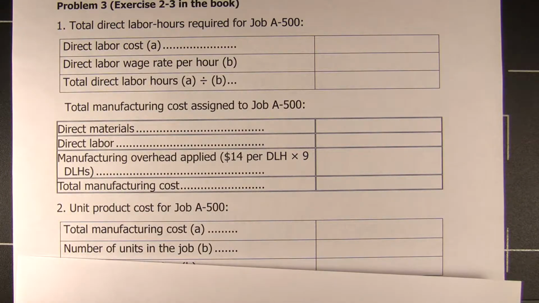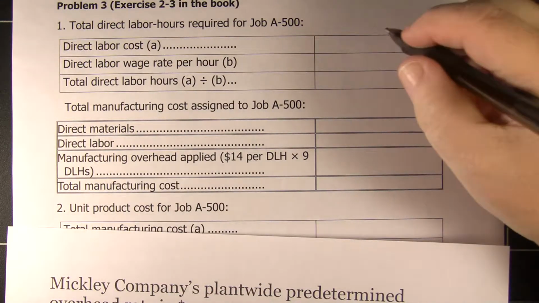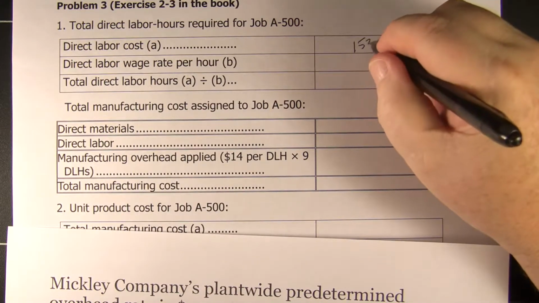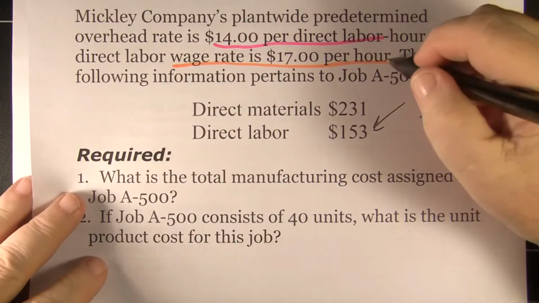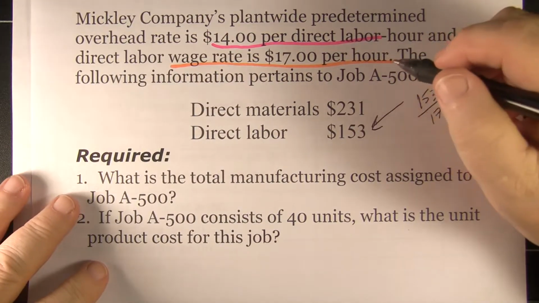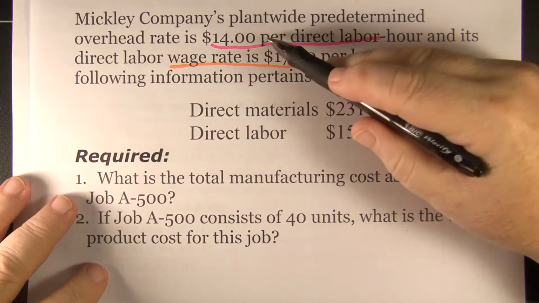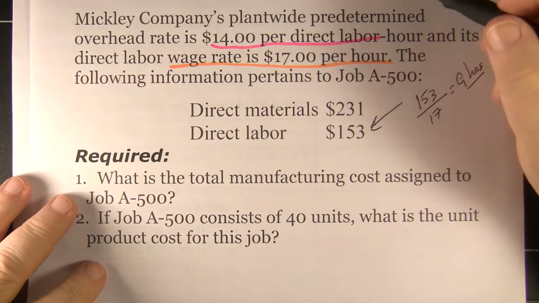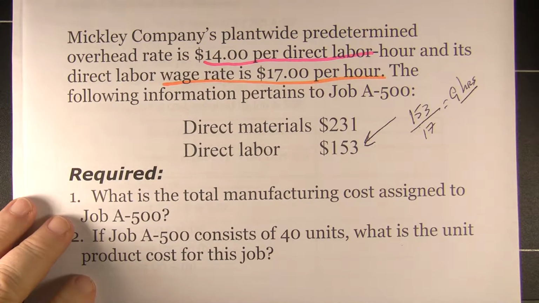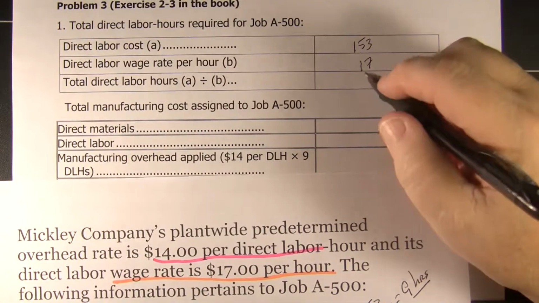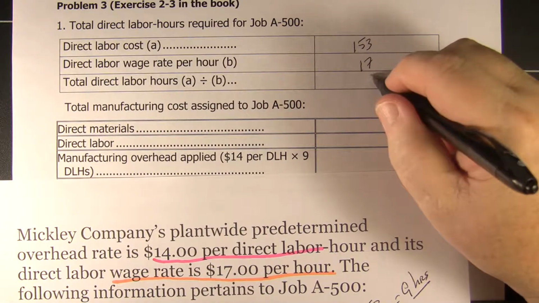Look at that. They want us to figure out the labor cost. They give us that, $153. They give us the labor rate of 17. And keep in mind, we're looking at the wage rate, not the overhead rate. If you don't label it, it's real easy to pick the wrong one. So we have a total of 9 hours.